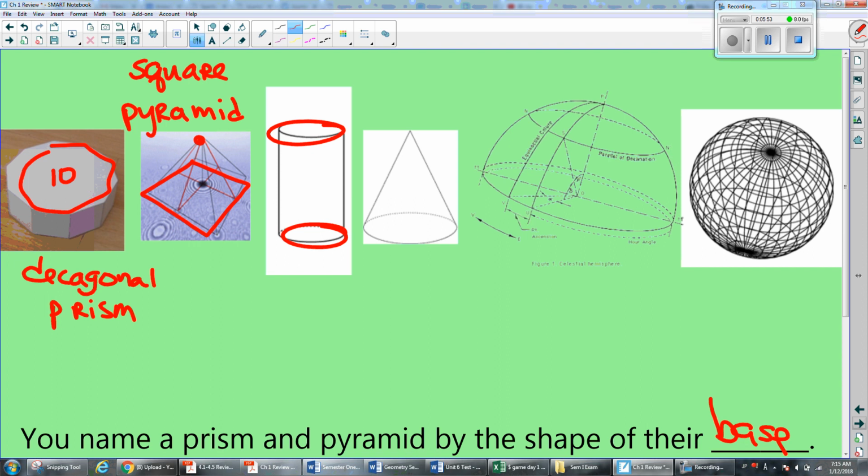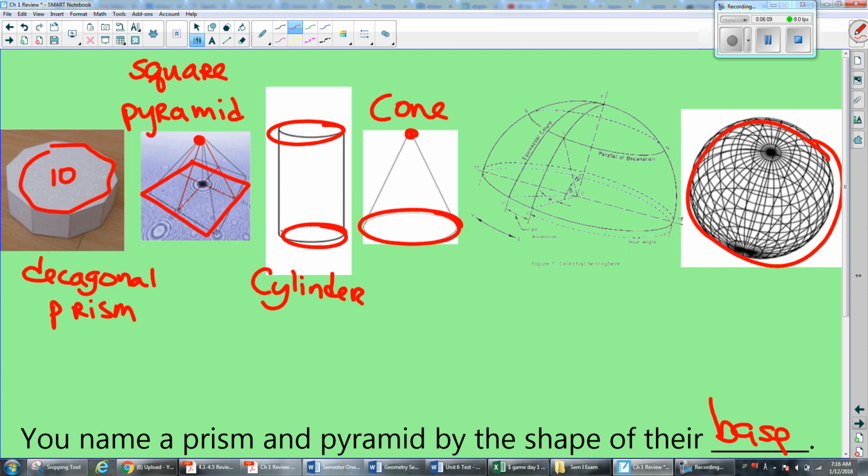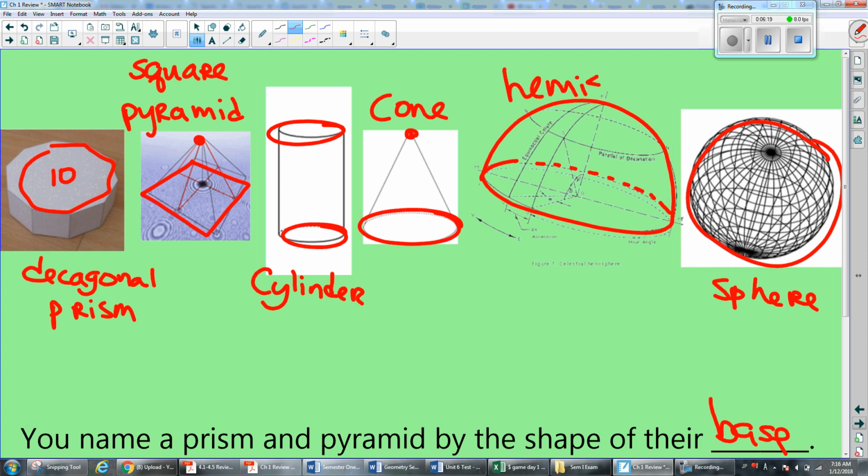When you have two bases that are circles, we call this a cylinder. When you have almost like a pyramid, but the base is a circle, that's just a cone. Think of an ice cream cone. This 3D ball, 3D circle is a sphere, just like a globe. And if you cut a globe in half or a sphere in half, we get those hemispheres, half of a sphere. All right, so that's all we have for notes.